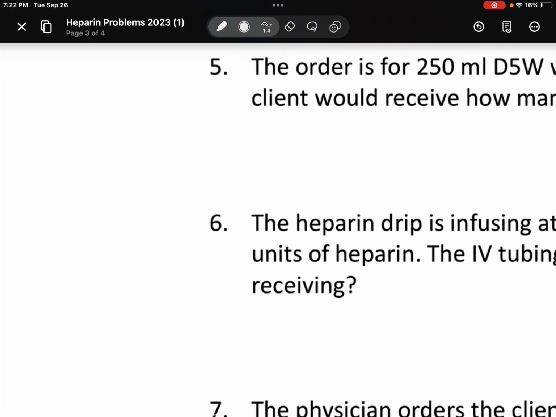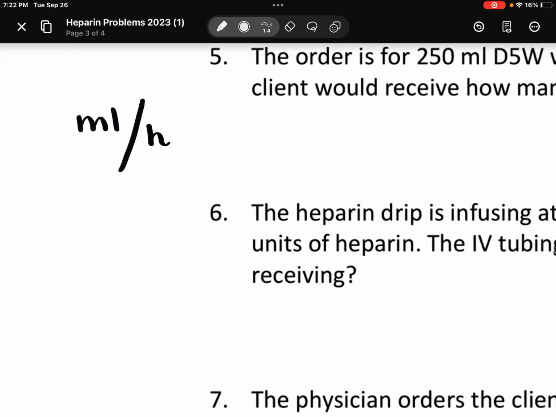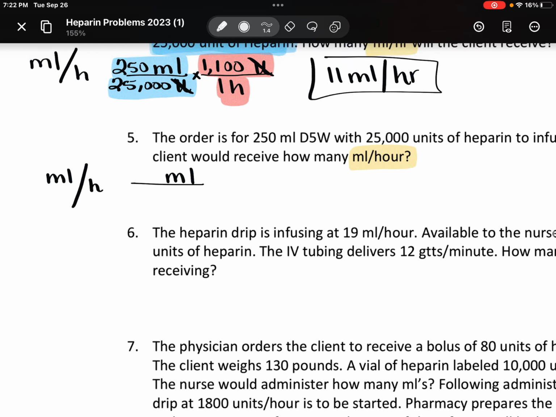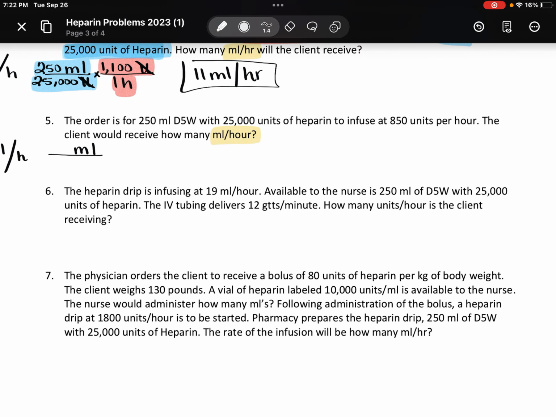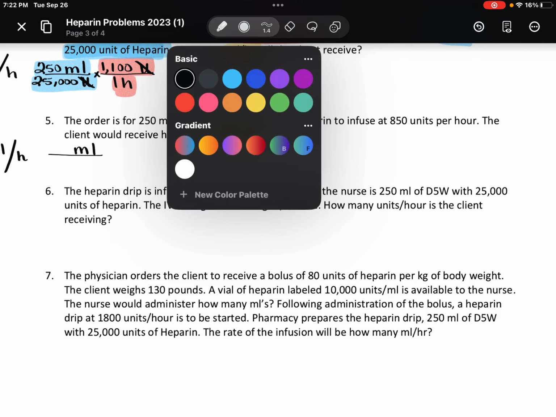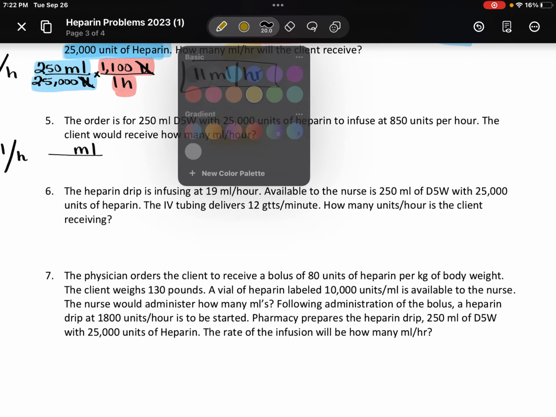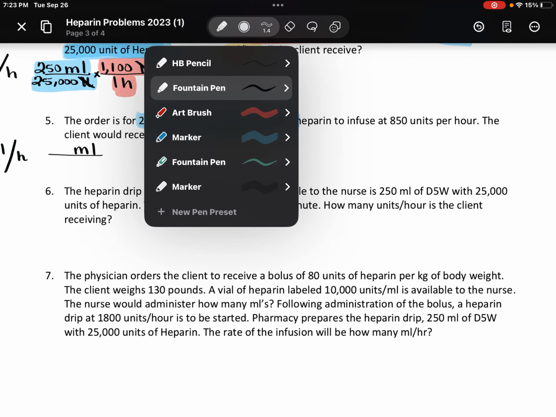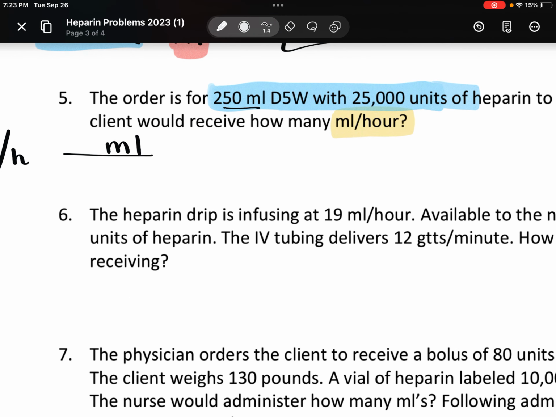So, on this side here, I'll make sure I put down my milliliters per hour. I'm going to have my milliliters on top and my hours somewhere on the bottom. So I'm going to go ahead and start my dimensional analysis by putting my milliliters on top. So where in my problem does it state anything about milliliters? Well, I know that I got 250 milliliters that has 25,000 units of heparin in it. I could start there.